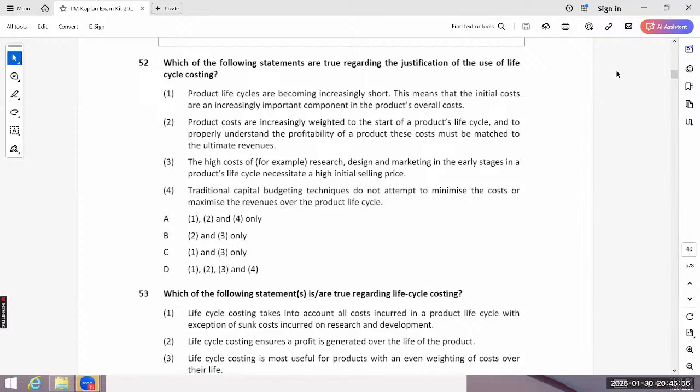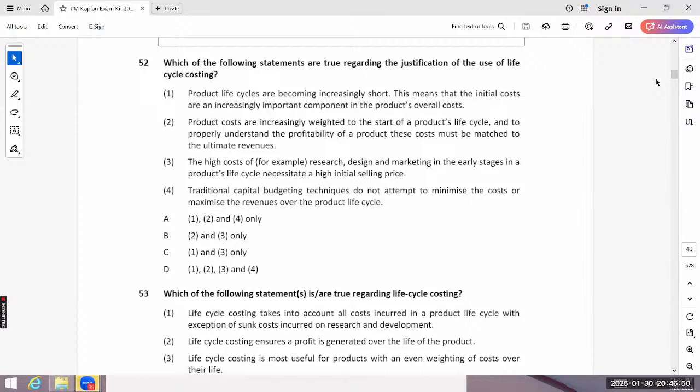Number two: product costs are increasingly weighted toward the start of the product life cycle, and to properly understand the profitability of the product, these costs must be matched to the ultimate revenue. Yes, it is the concept of life cycle cost. Because in the initial years the costs are high, so we have to compare them with overall revenue. Yes, it's true as well. Number three: high cost research, design, and marketing in an early stage of the product life cycle necessitate a high initial selling price. No, it's not necessary. It's not true.